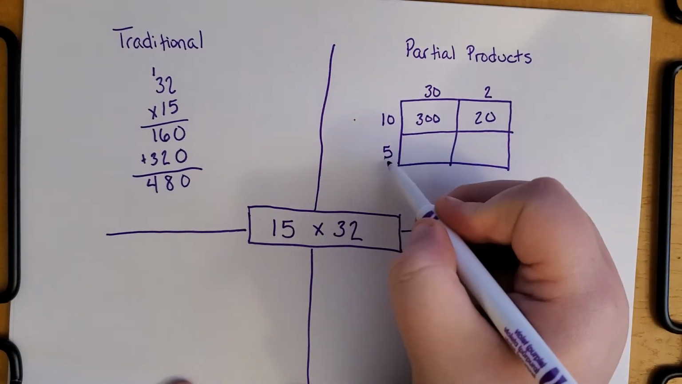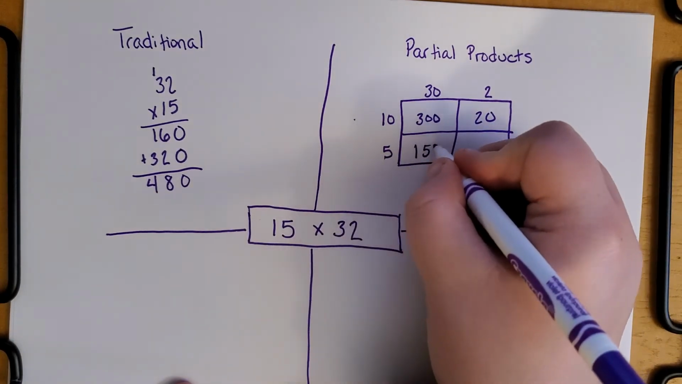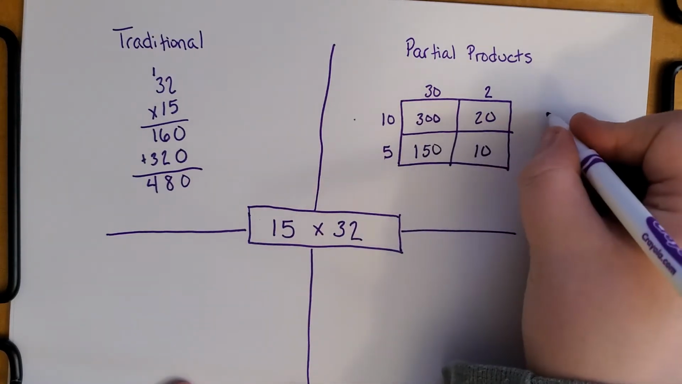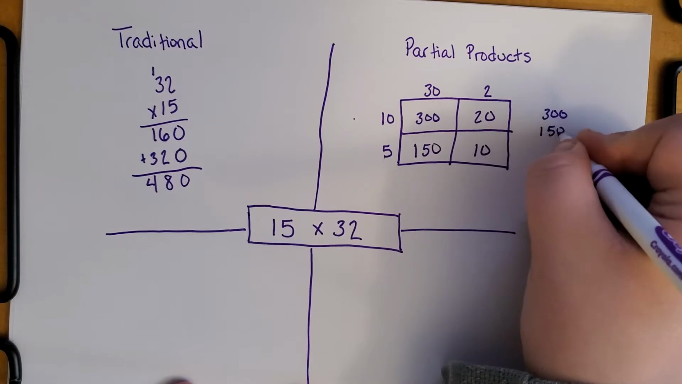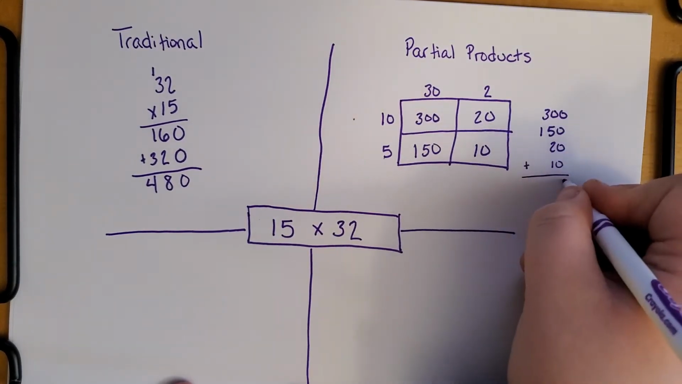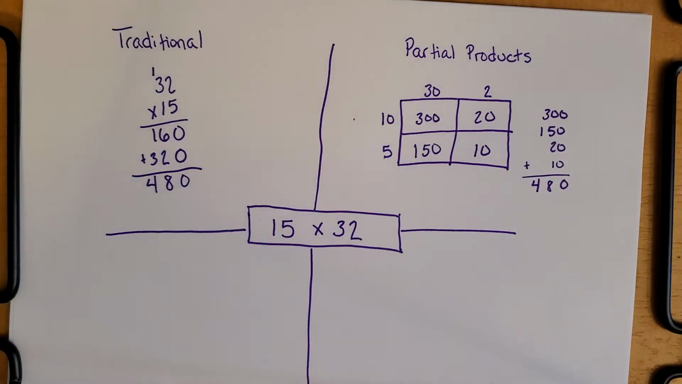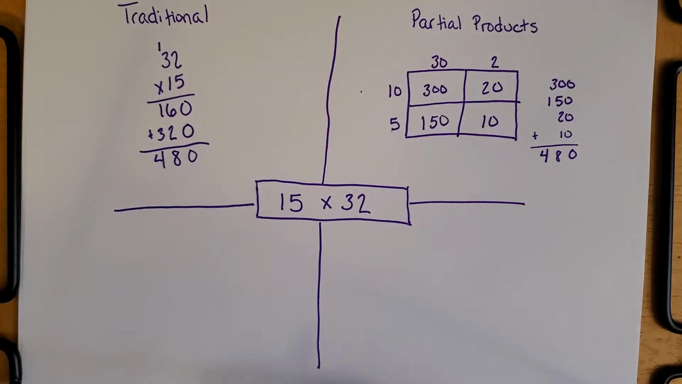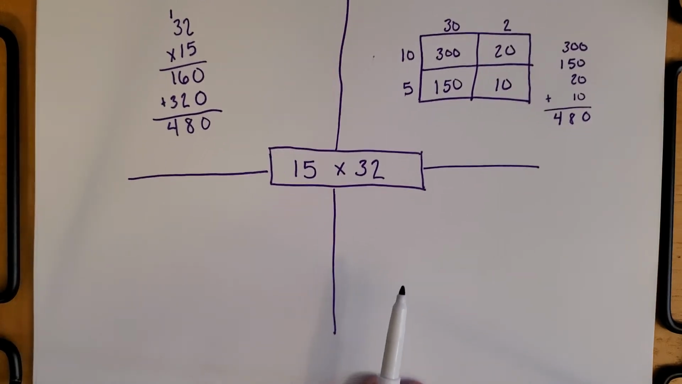Down here, I'm now looking at it with the 5, not the 10. And 5 times 30 is 150. And 5 times 2 is 10. After that, it's just putting all those pieces together. So I have 300, 150, 20, and 10. Add all those up. 0, 8, 4, 480. Okay, so there's those 2. Like I said, these are probably the 2 most common choices. This one for paper and this one for in their head.